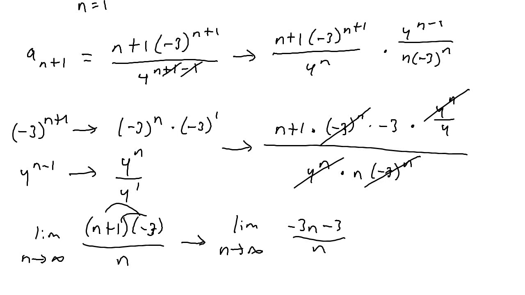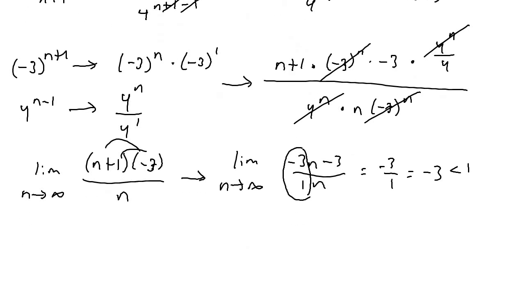And once again, when looking at n behavior, we're just looking at the most significant terms, or the highest degree of the numerator, which is negative 3n, and the denominator, which is n. The degrees are the same, so we're just going to look at the ratio of the coefficients of the highest degrees, which is just going to be negative 3 over 1, which is negative 3. Obviously negative 3 is less than 1, which means the series is absolutely convergent by the ratio test.